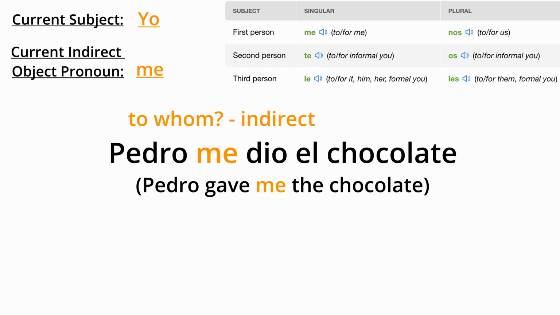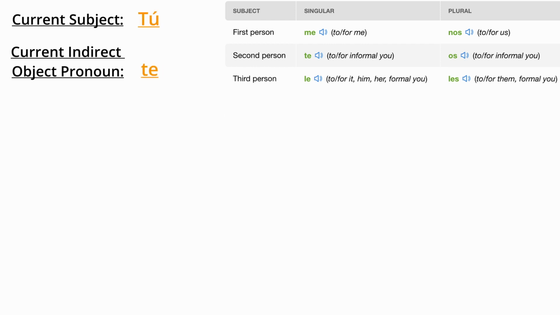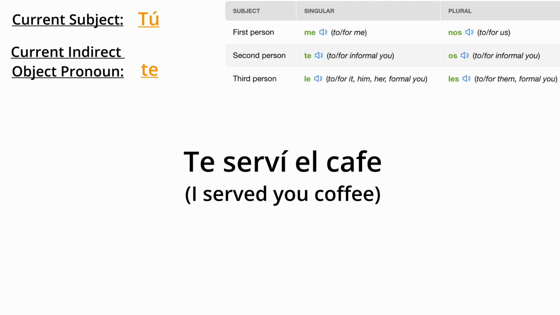To me. But if we have an example of, let's say, Catarina me ve, whom does Catarina see? Me. The same pronoun me can be used to say both me and to me, and that's okay, because we do the same thing in English. The next example is Te serví el café, which means I served you coffee. I served what? Coffee. Who did I serve the coffee to? To you. Coffee is a direct object and you is an indirect object.